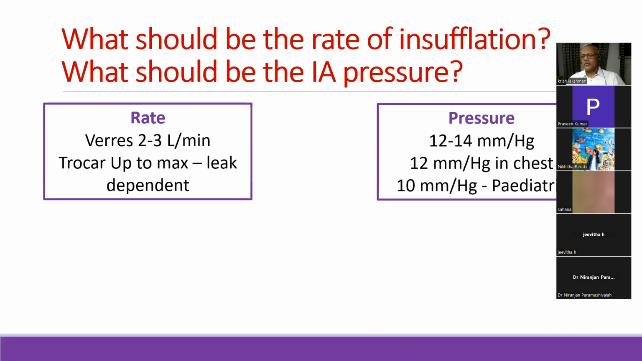All right. So it will be about 10 millimeters in the pediatric group. And if you're putting it in the chest, you'll keep it at around 12 and not 14. But in the abdomen, you keep it at 12 to 14. Would you always need a 12 mm or an increased pressure in the thorax when you do thoracoscopy? You have seen Rajshekhar do this.